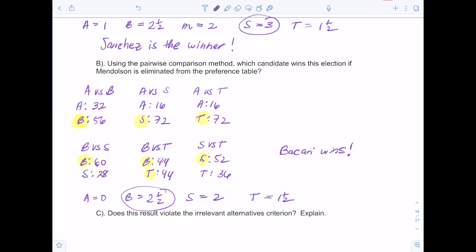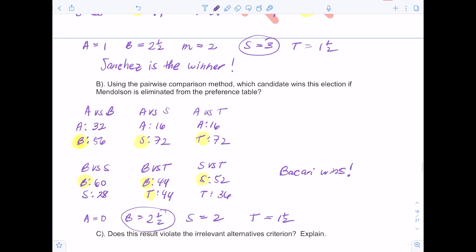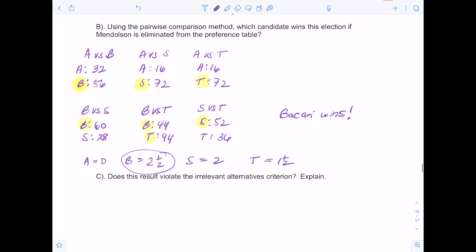Okay, which was not the same winner as the first election. So does this result violate the irrelevant alternatives criterion? And the answer is yes. Since Sanchez won the first election and then Bakari wins the second election when Mendelsohn was eliminated, right, that would violate that criterion.